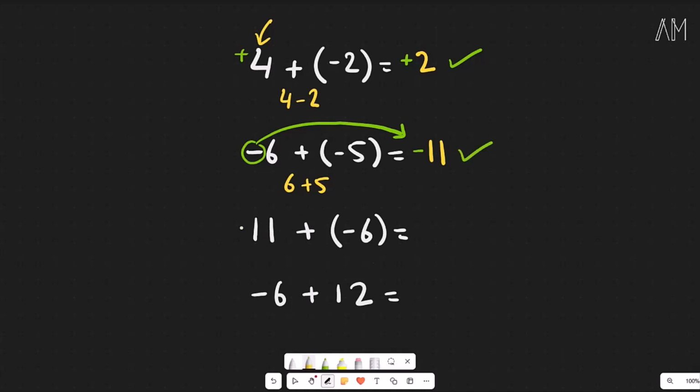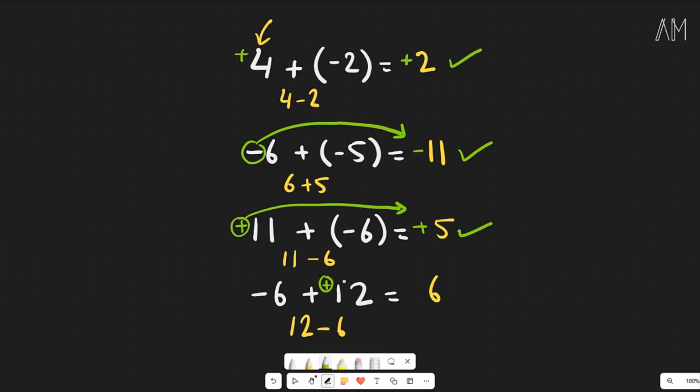And here we have positive 11 plus negative 6, different signs. That means I will subtract. 11 minus 6 is 5. And the sign of the greater number, which is 11 in this case, and it is positive, will be assigned at the end. And finally, I have negative 6 plus 12, also different signs, so I'm going to subtract. The answer is 6, and the sign of the greater number, which is 12 in this case, will be assigned at the end, and that's how we do it.